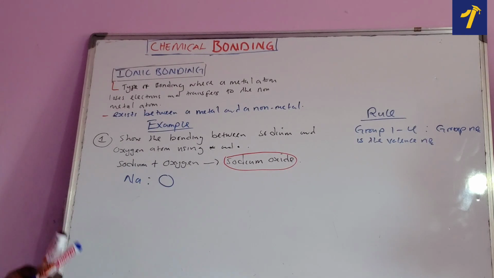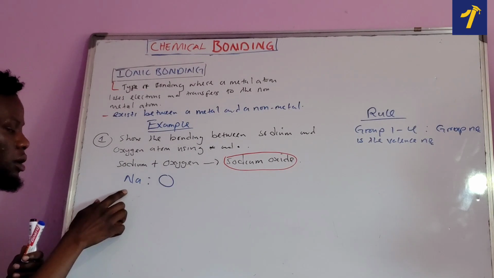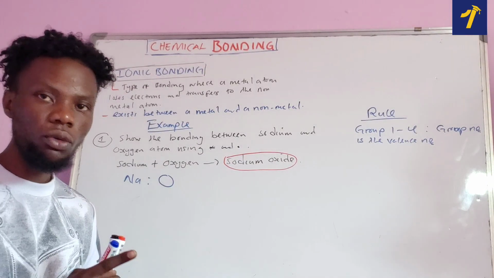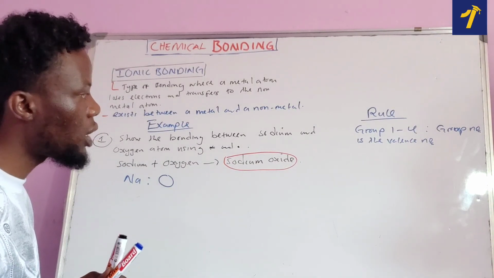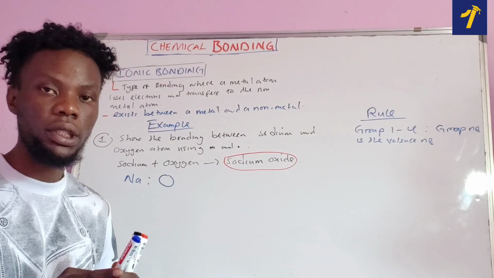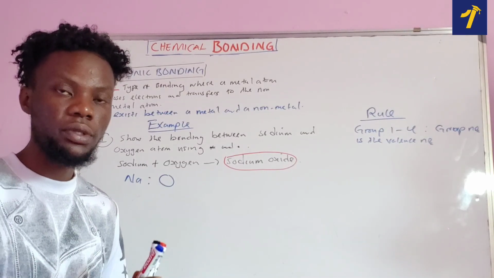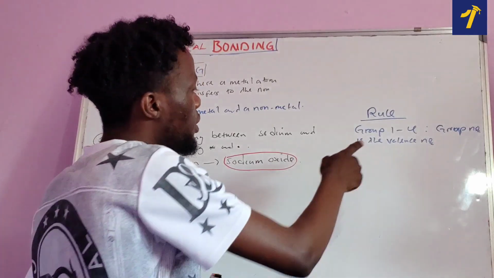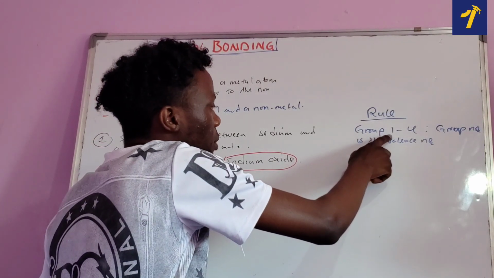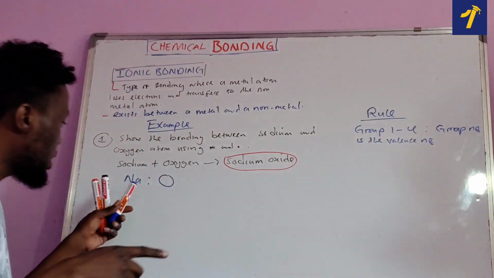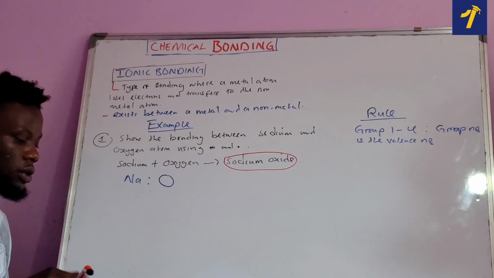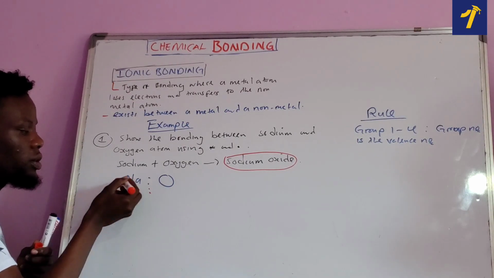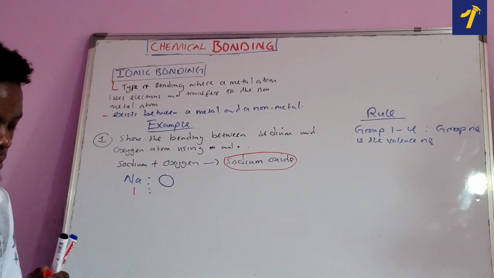Okay, group number is equal to the valency number. What does it mean? So if you come back here to sodium, sodium is in group 1. Okay, if you check your periodic table, you find out that sodium is in group 1. So if sodium is in group 1, according to this rule, the group number is the valence number. So meaning that the valence number for sodium is equal to 1. Why? Because sodium is in group 1.